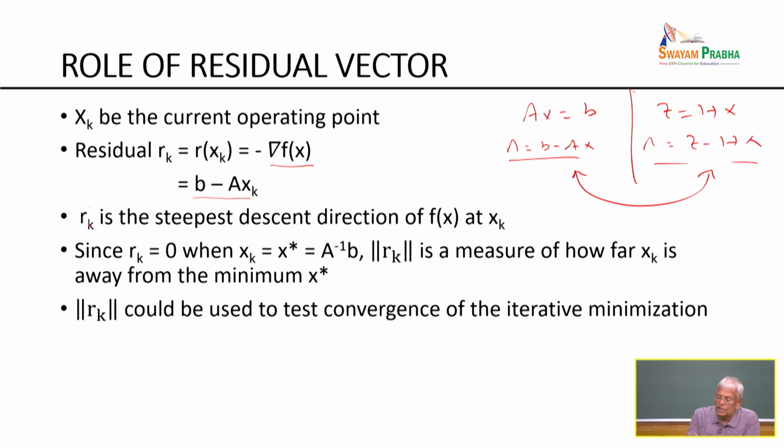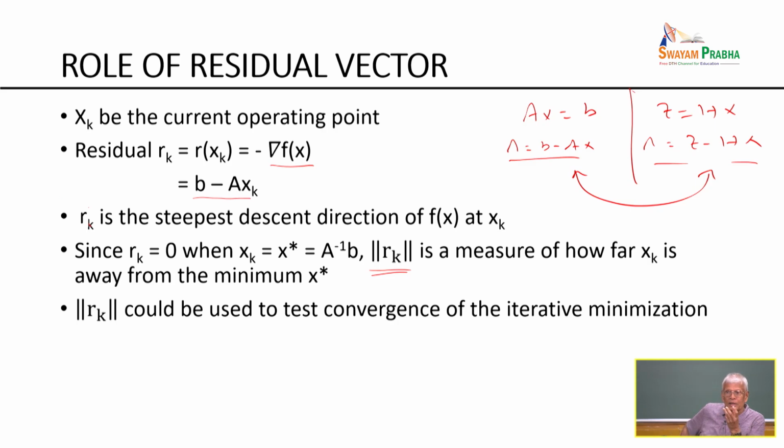When the residual is 0, xk is equal to x star, which is equal to A inverse b. So, because of this, I can use the norm of the residual as a measure of how far I am away from the minimum. Now, please understand, this is the interesting thing. I do not know where the minimum is, but I can have a measure of how far I am away from the minimum by looking at the residual. I hope you are with me.